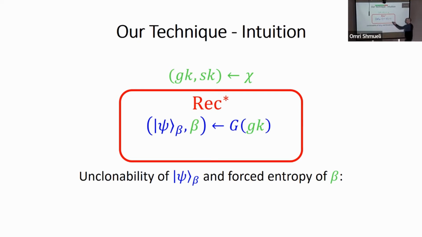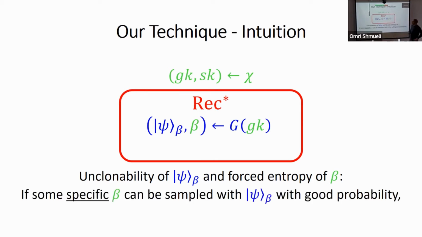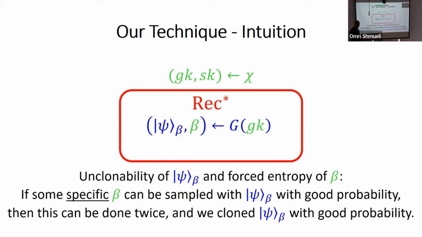We just want this to happen on the computer of a possibly malicious quantum algorithm, and we want this to be unclonable. But now we're talking about this having forced entropy. So the connection is that assume for a moment that beta wouldn't have forced entropy. So you can aim for some beta. There is some beta that comes up along with this quantum power. They come together with some good probability, say 1/100. And this means that with probability 1/100 squared, you can do this twice, which is still a good probability, 1/10,000. You get two copies, so you clone with a good probability.